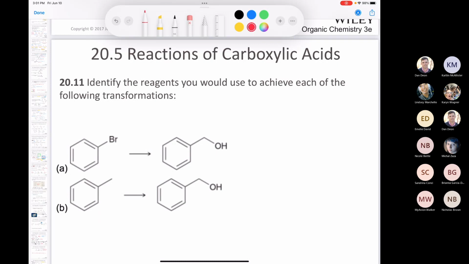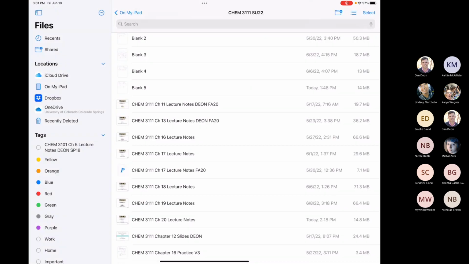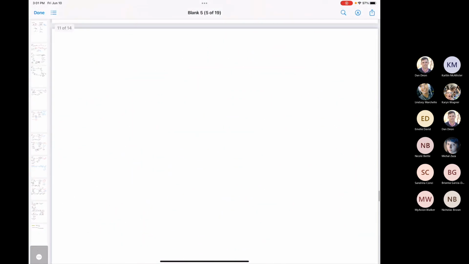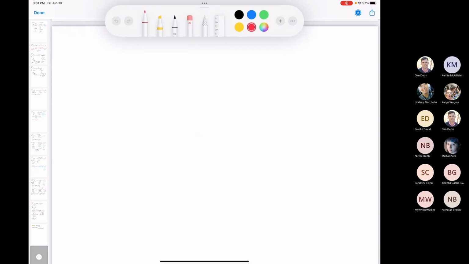If you want to take bromobenzene and make this compound, it's the same compound in both questions. This is called benzyl alcohol. And the reason I'm telling you the common name is because it can show up all the time in organic chemistry. Benzyl alcohol is a really important compound. I'm going to go over to a blank document just so I have enough room to solve this. I don't want to try to squeeze everything into a page. I don't like that.